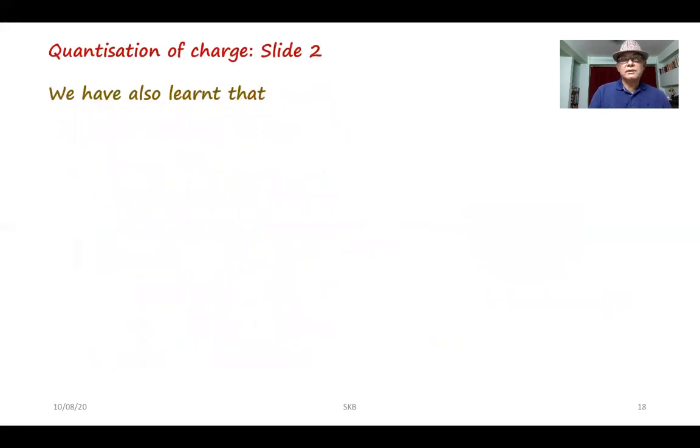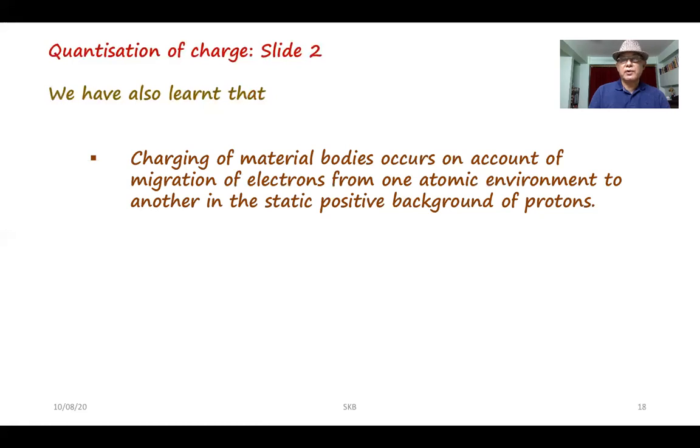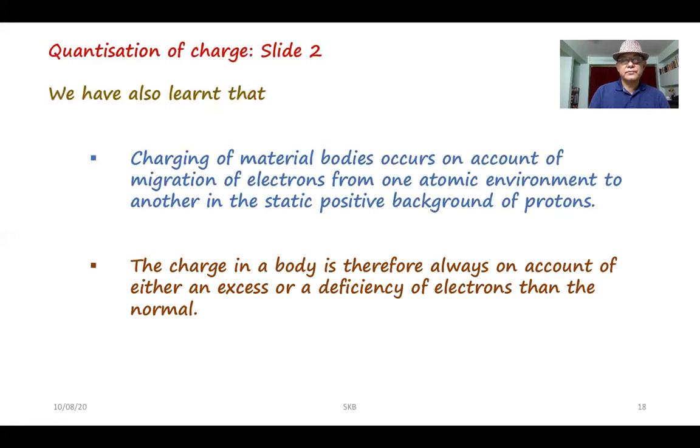Quantization of charge, slide 2. We have also learned that charging of material bodies occurs on account of migration of electrons from one atomic environment to another in a static positive background of protons. The charge in a body is therefore always on account of either an excess or a deficiency of electrons than the normal.